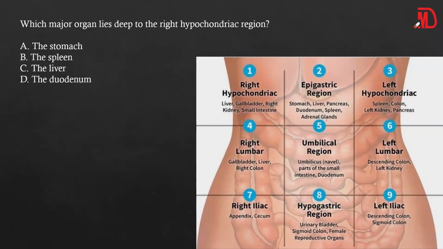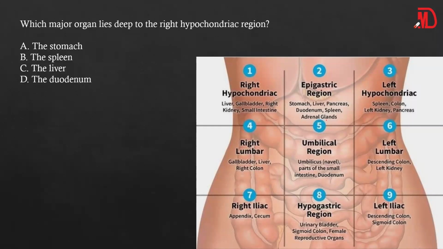This is so important for us because depending on the region that is being referred to, there are organs embedded in it, or you can find organs in these regions. For instance, when you take the epigastric region, which is region number 2, you are looking at the stomach, some part of the liver, the pancreas, the duodenum, the spleen, and the adrenal glands. You can find these things in region number 2. Likewise, for other regions, there are specific organs that can be located there. Now, back to the question.